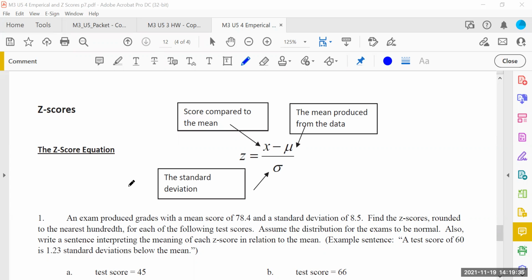So the Z-scores. This takes focus. The actual value minus the average. So what's the score I'm looking at? Minus the average divided by the standard deviation. That's my Z-score. It tells me how many standard deviations away from the average I am.